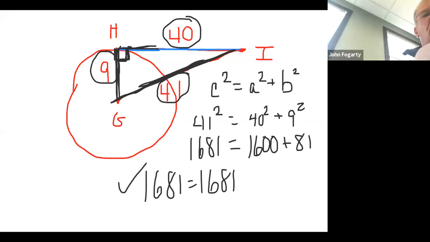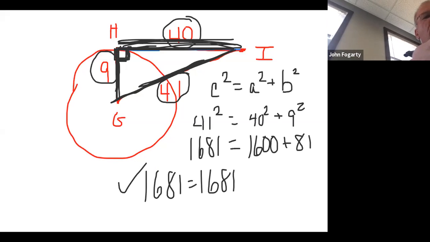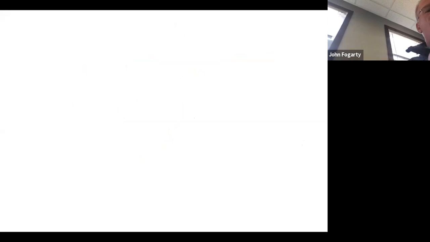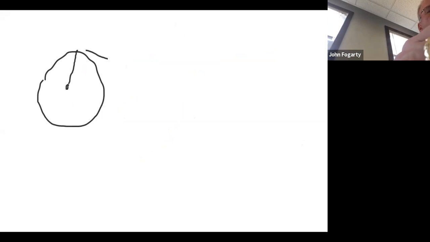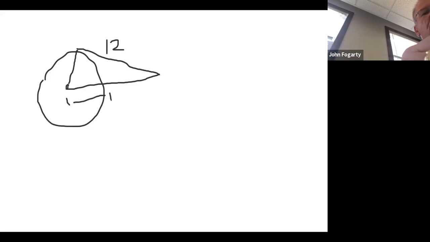So that means HI, this segment right here, is perpendicular, and it forms a right triangle. So since it's perpendicular, it's tangent. Does that make sense? Let's try one that isn't. So I'll give you the same picture almost, make it a little different. I tell you, this is 12. This whole thing is 13. And this is 4.